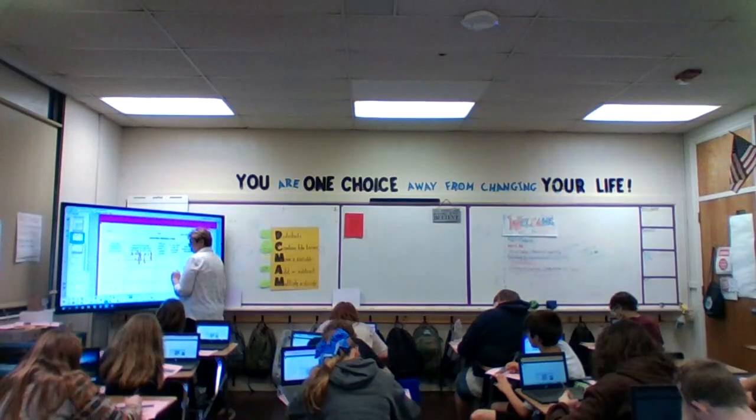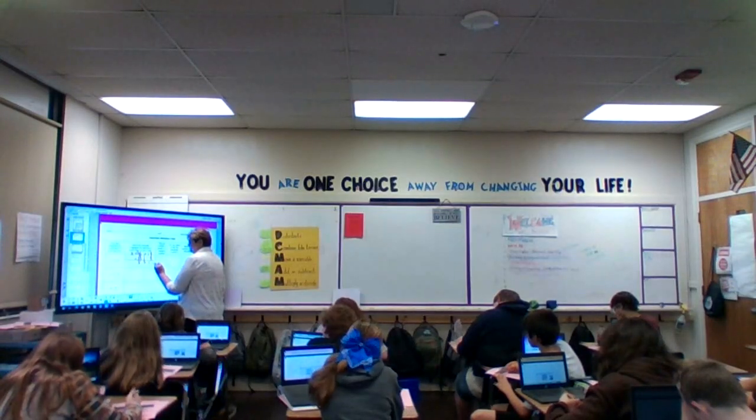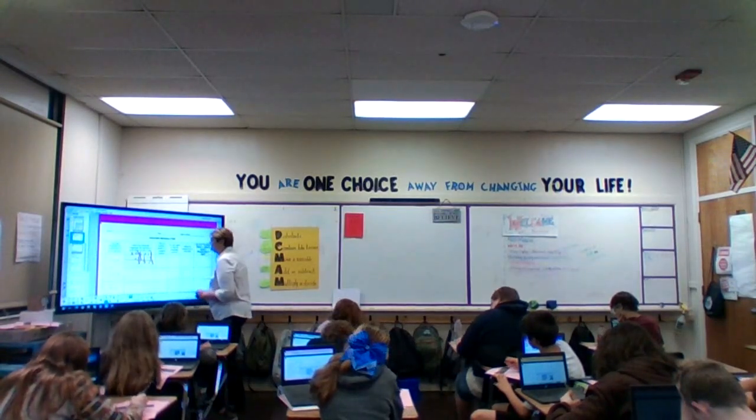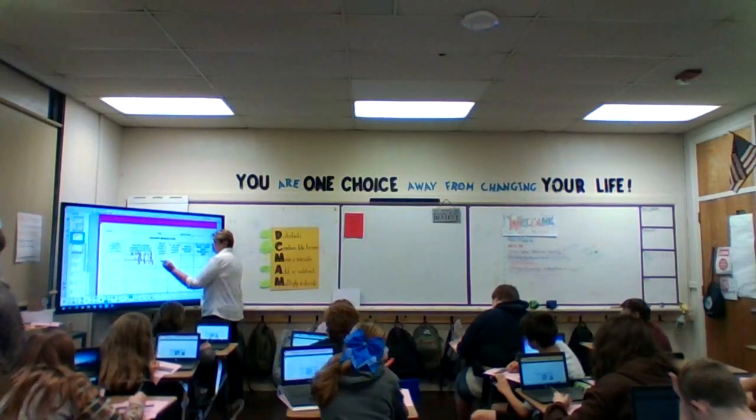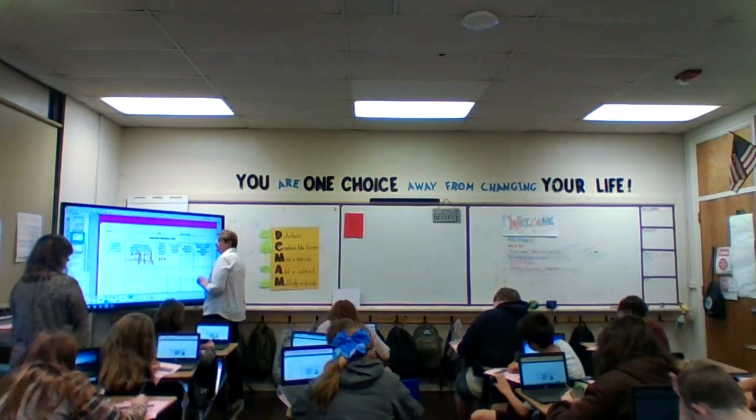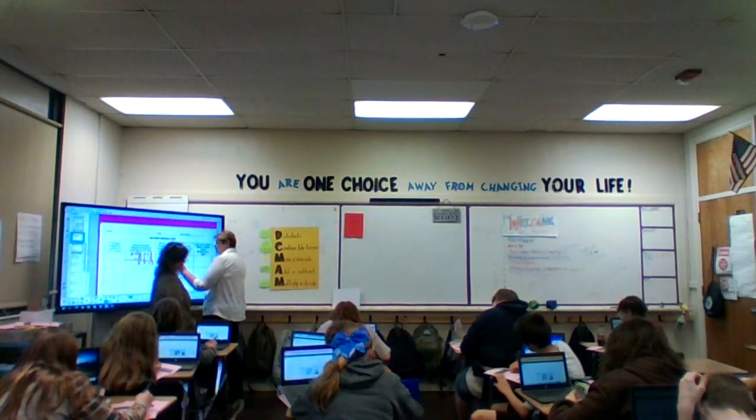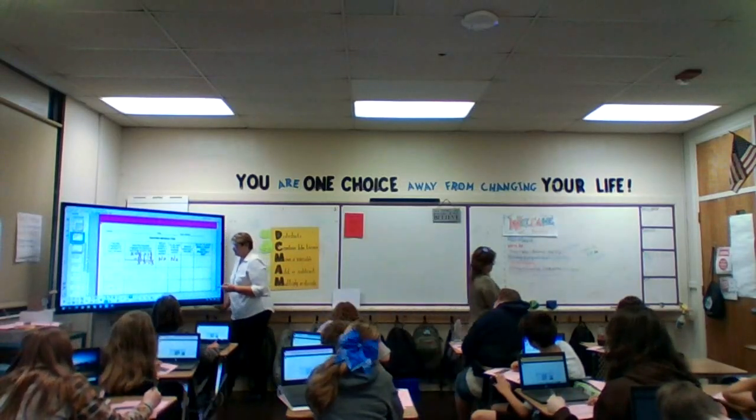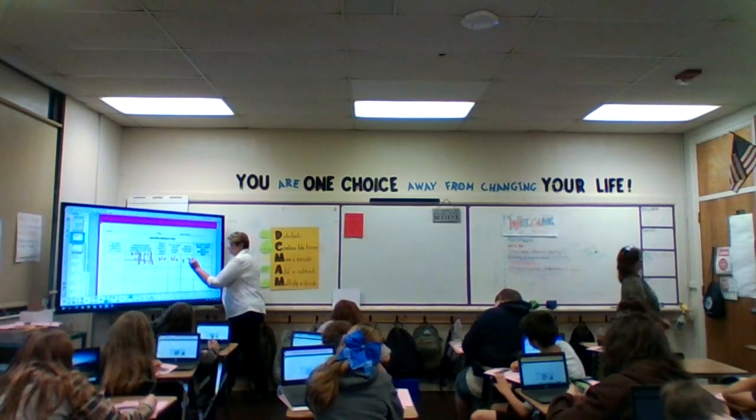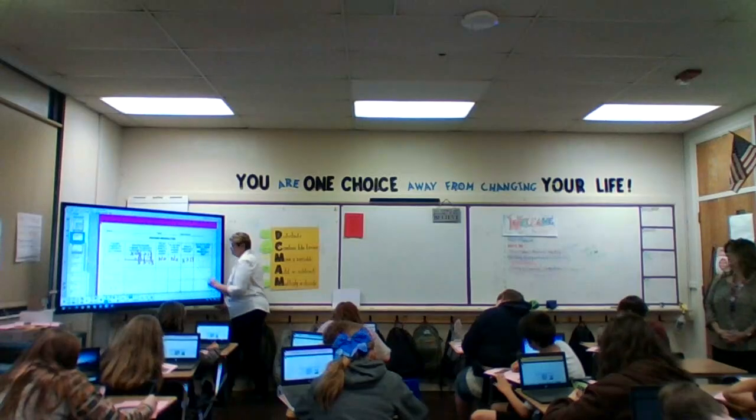What is 18 minus 5? 13. Did we multiply or divide by a negative number? No. Do we need to flip the inequality sign? No. We're going to write the solution as an inequality. x is greater than 13.